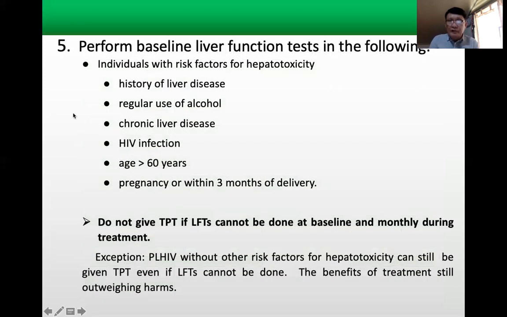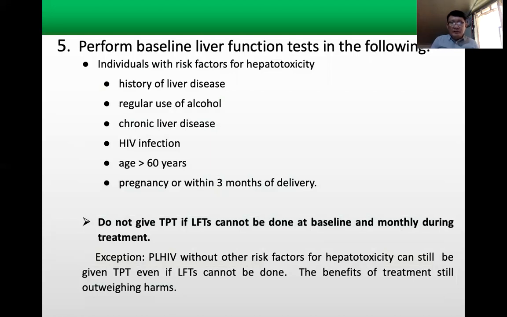Perform baseline liver function test in the following. Okay, liver function test is very important. Individuals with risk factors of hepatotoxicity. Okay, so we have to get the history of liver disease, if any. And we also need to determine the regular use of alcohol. If the patient is using alcohol regularly, alcoholic, chronic liver disease, HIV infection, whose age is more than 60 years old, pregnancy, or within 3 months of delivery.